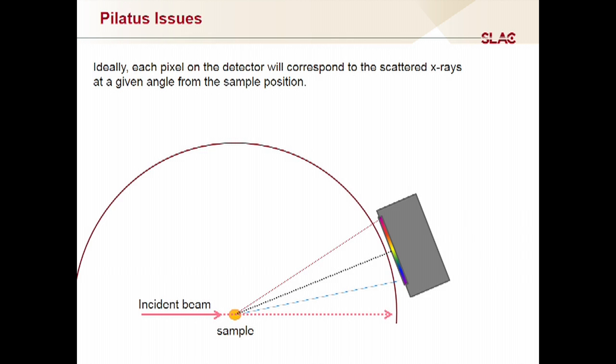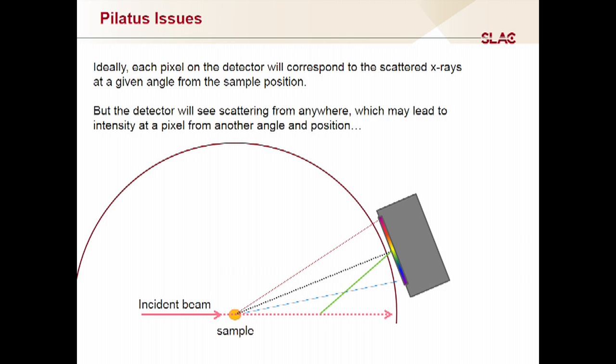And so what I have here, this is the sample. The incident beam is coming in. This would be the area detector, the face of it, and so the scattered X-rays can hit that, and we can detect where they hit on the detector. And then this is on a diffractometer arm, and so we can move the detector along this arc. And so ideally, every pixel of the detector corresponds to a scattered X-ray from a given angle from the sample position. However, area detectors, they see everything.